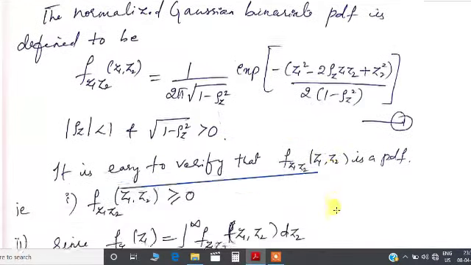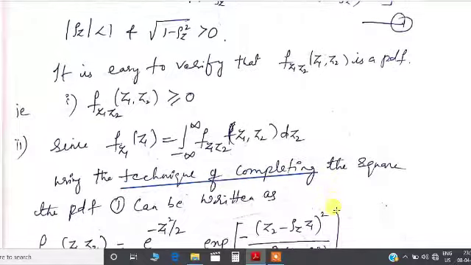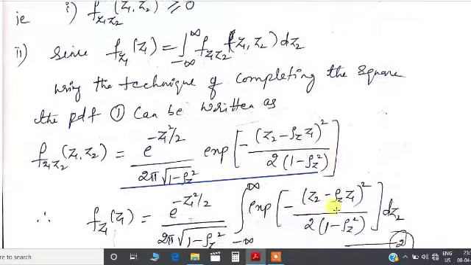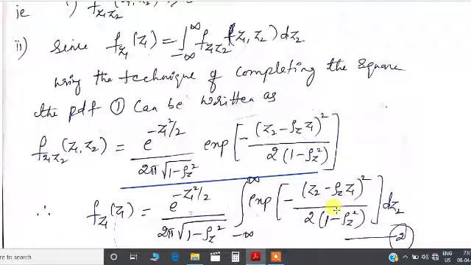I have already shown how to do the completing the square technique many times, and also in one of the examples in the previous topic. Please go through it, you will understand. Here I have directly written the PDF after using the technique of completing the square. Since we have to integrate with respect to Z2, I have taken the Z1 term outside, that is e power minus Z1 square by 2 divided by 2 pi times root of 1 minus rho Z square, times exponential of minus Z2 minus rho Z Z1 whole square divided by 2 times 1 minus rho Z square. Now this is easy to integrate. Let us substitute this PDF in this marginal PDF.